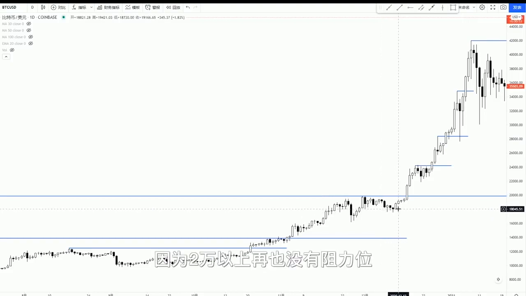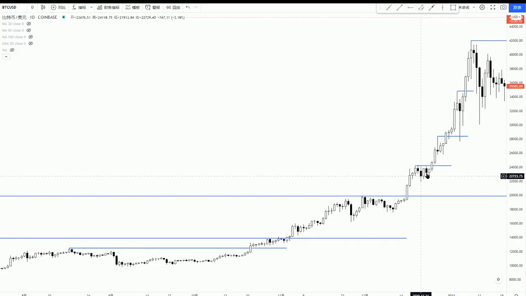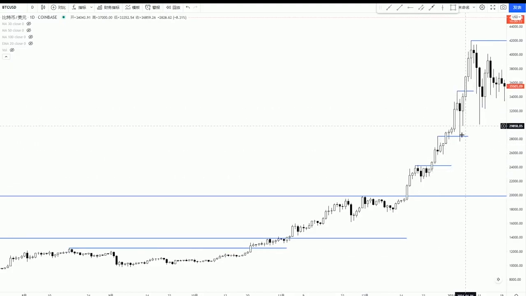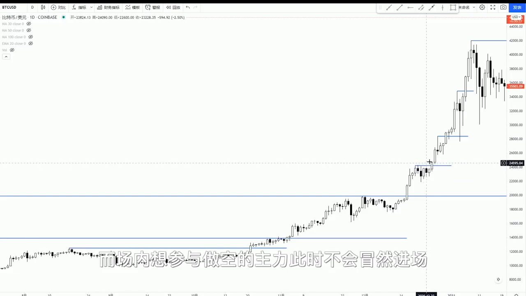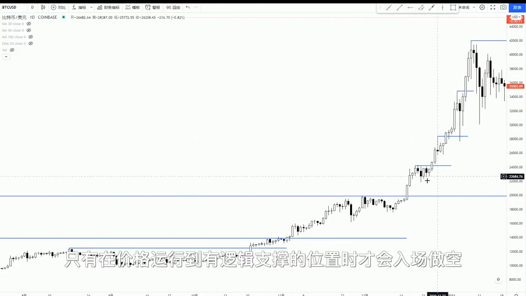They start to be more aggressive. The bulls keep buying into any small pullback, buying into any breakout, while the bears in the market who want to participate in the short market don't rush in at this point. The smart money doesn't go against the trend and only comes in when the price moves to a logical place.